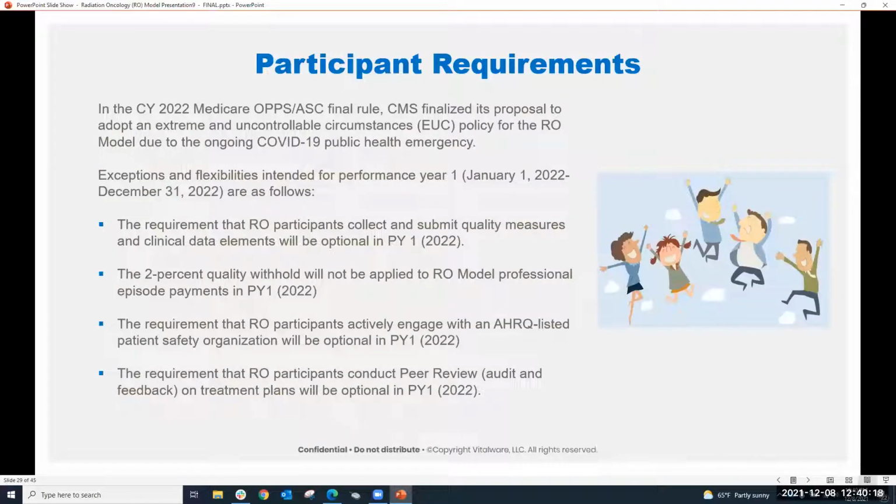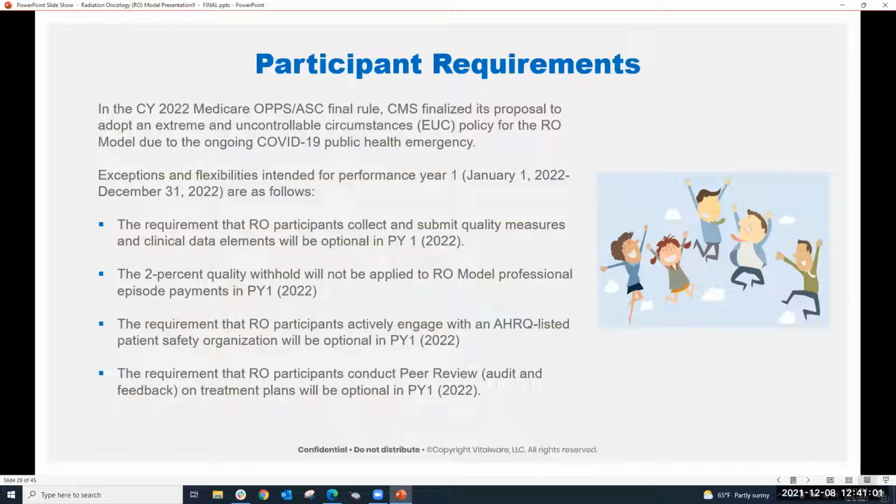Okay, so CMS says that due to the public health emergency, there's been some exceptions and flexibilities intended for performance year 1, which is January 1st, 2022 through December 31st, 2022. So the quality measures and clinical data elements will be optional in performance year 1. So that's really awesome. You have another year to really understand what you need to submit. And because of this, the 2% quality withhold will not be applied. So they will not be withholding that 2% since it is not required.